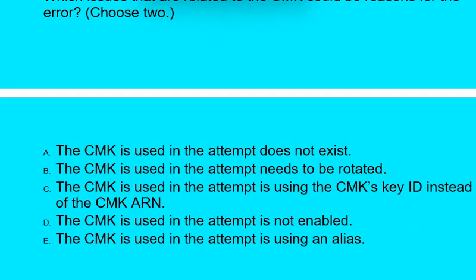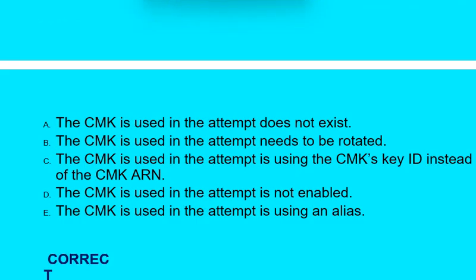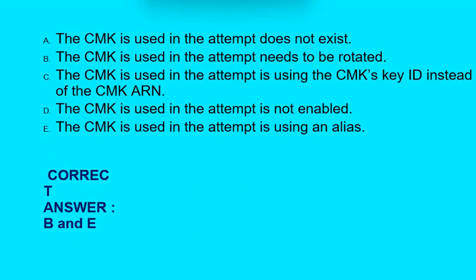Option A, the CMK used in the attempt does not exist. Option B, the CMK used in the attempt needs to be rotated. Option C, the CMK used in the attempt is using the CMK's key ID instead of the CMK ARN. Option D, the CMK used in the attempt is not enabled. Option E, the CMK used in the attempt is using an alias. Correct answer is option B and option E.